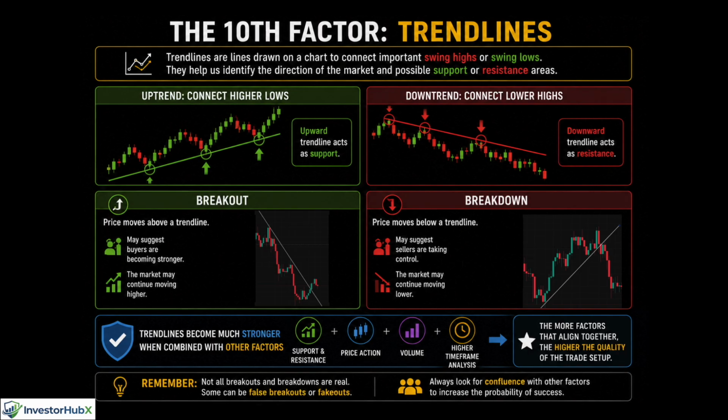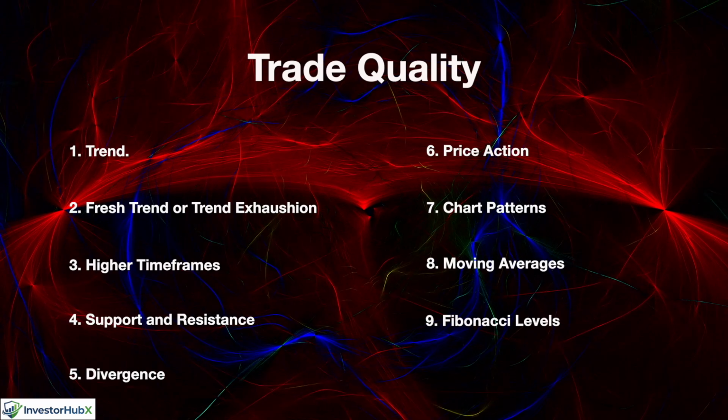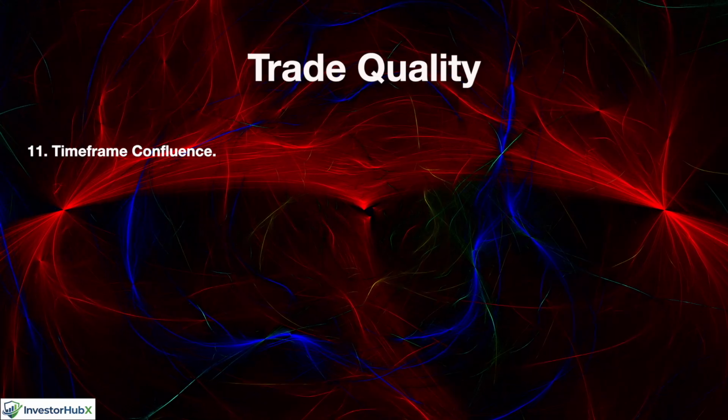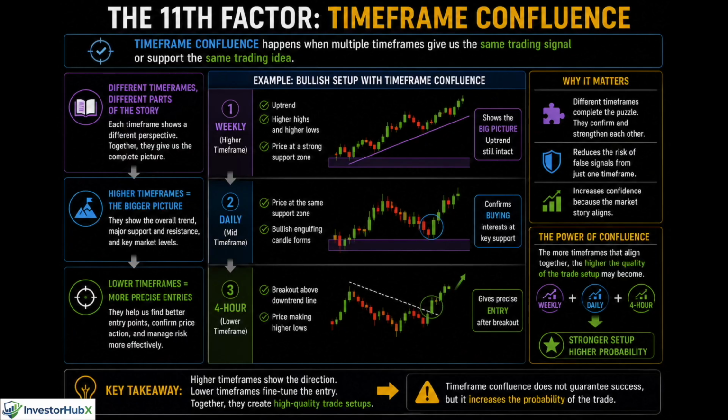A breakout happens when price moves above a trend line. This may suggest buyers are becoming stronger and the market may move higher. On the other hand, a breakdown happens when price moves below a trend line. This may suggest sellers are taking control and the market may move lower. Trend lines become much stronger when combined with other factors such as support and resistance, price action, and higher time frame analysis.